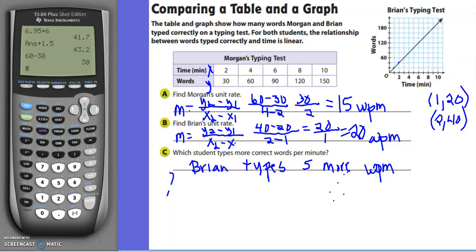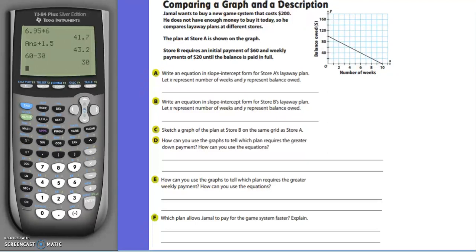All right, let's take a look at the last one. Comparing data, comparing a graph and a description. Jamal wants to buy a new game system that costs $200. He does not have enough money to buy it today, so he compares layaway plans at different stores. The plan at store A is shown in the graph below. And store B requires an initial payment of $60 and weekly payments of $20 until the balance is paid in full. Write an equation in slope-intercept form for store A's layaway plan. Let x represent the number of weeks and y represent the balance owed.